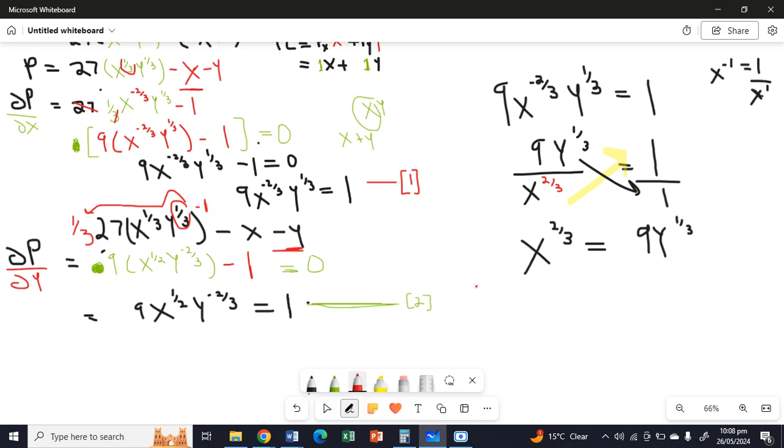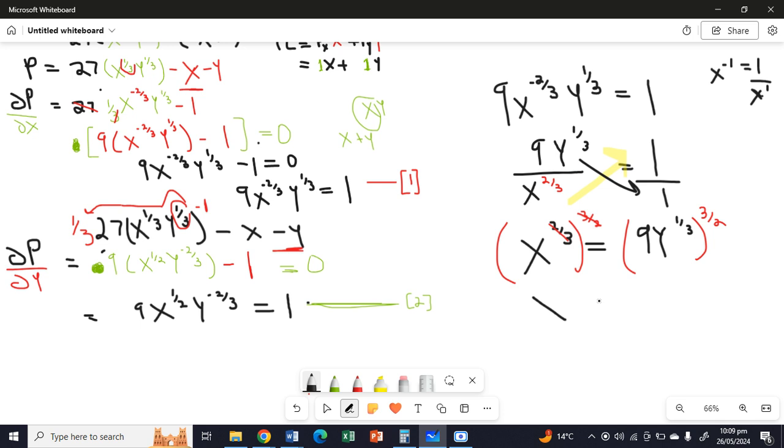Now, we want to make x the subject of the formula. So we need to get rid of this 2 over 3. And how do we do that? We multiply it by 3 over 2. So what you do on the left-hand side, you also do on the right-hand side. 3 over 2. So 2 over 3 times 3 over 2 gives you 1. So x remains by itself.